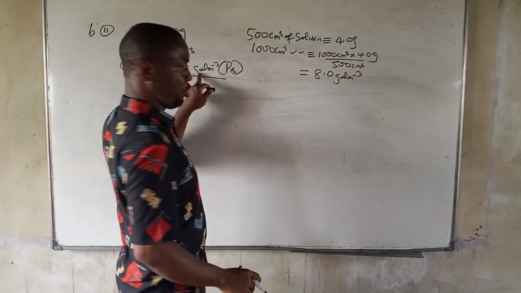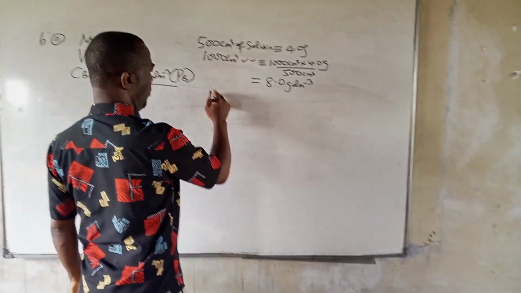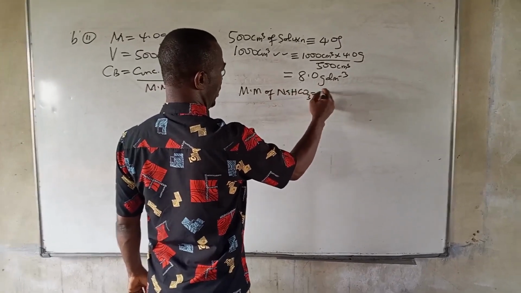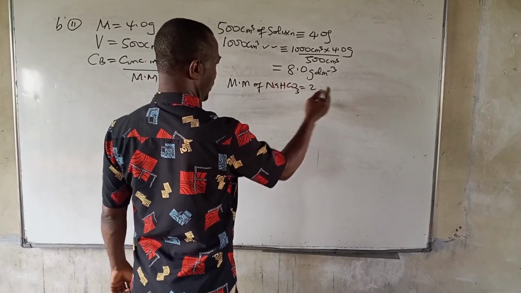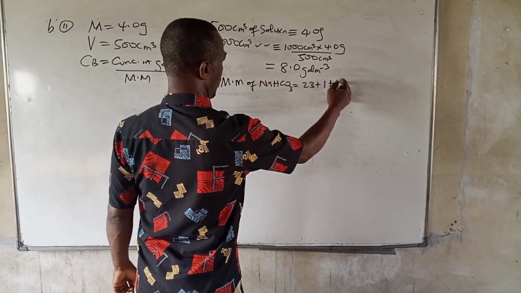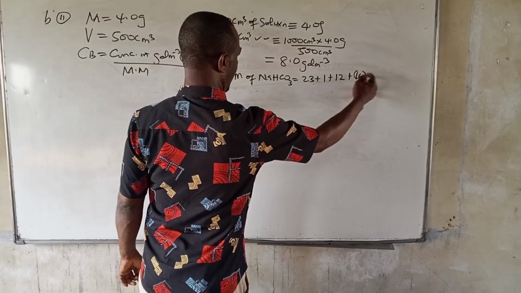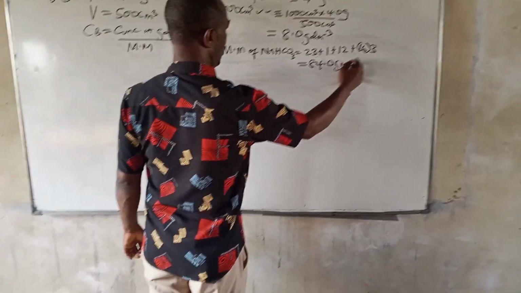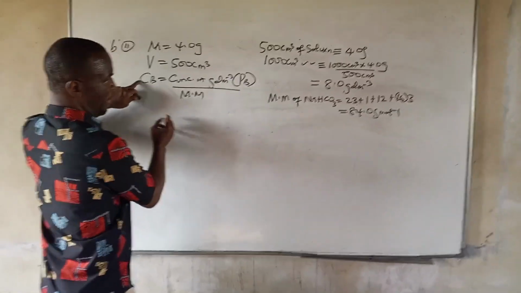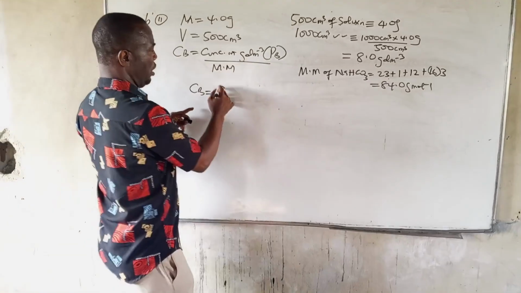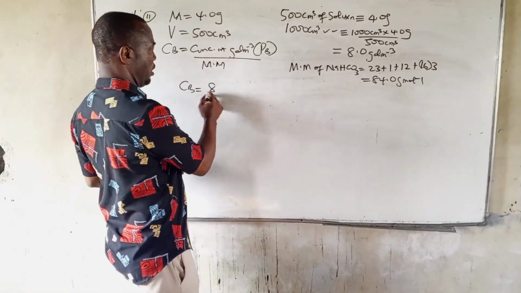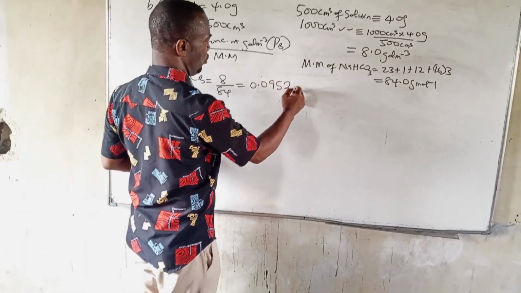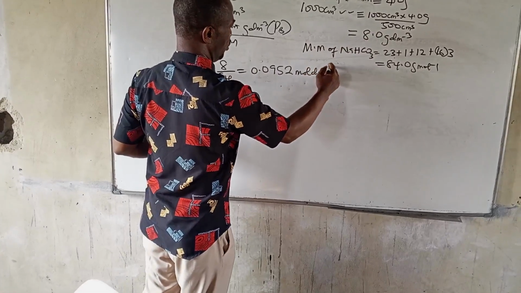That's the mass concentration. We now find the molar mass of sodium hydrogen carbonate. Sodium is 23, hydrogen is 1, carbon is 12, oxygen is 16 times 3. These are atomic masses, please. That gives you 84.0 gram per mole. So having obtained this, we come back here and substitute 8 as the mass concentration all over 84, the molar mass. That gives you 0.0952 mole per dm³.